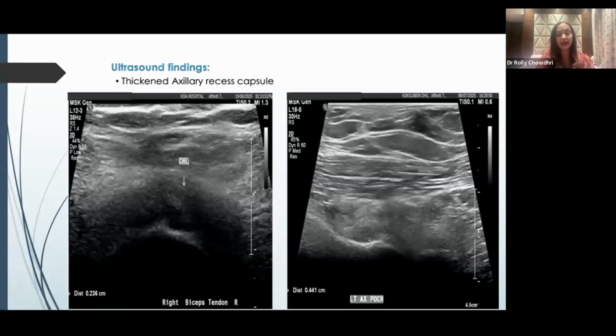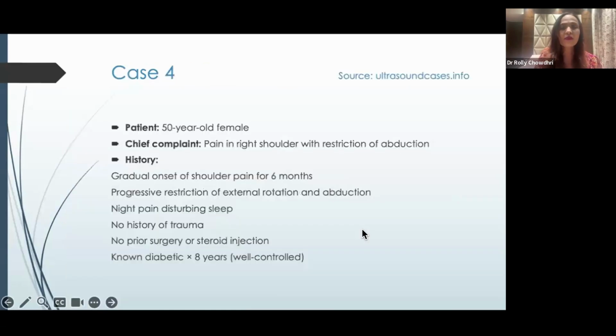In this, I would like to say that it was very difficult. She was not moving her shoulder at all. So the images were not that great. But still, I could see that there was a lot of soft tissue here. She was not able to do any movement of the shoulder. She was in a typical frozen phase. I thought the axillary pouch was also thickened.